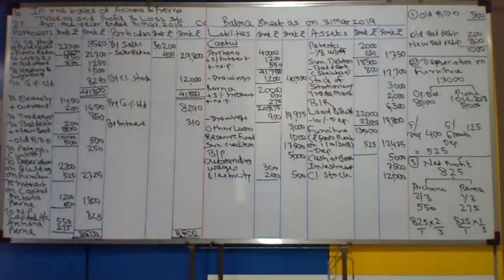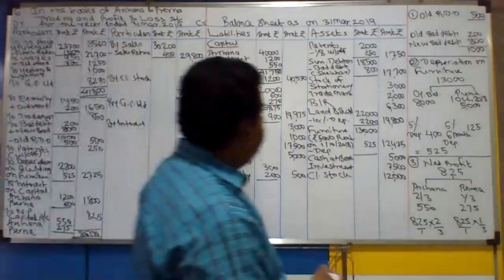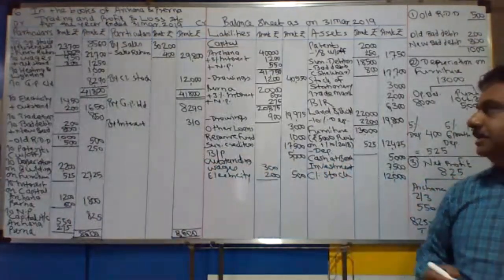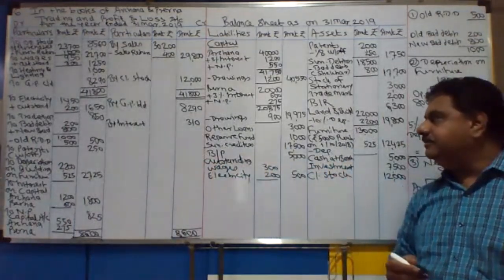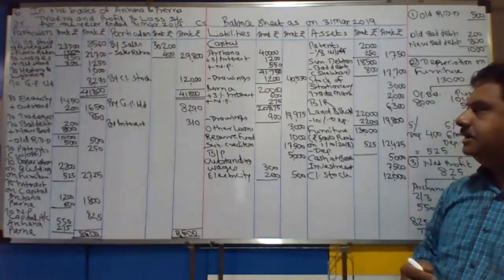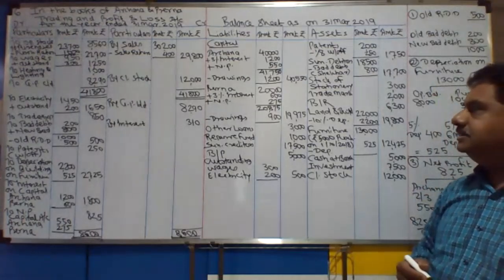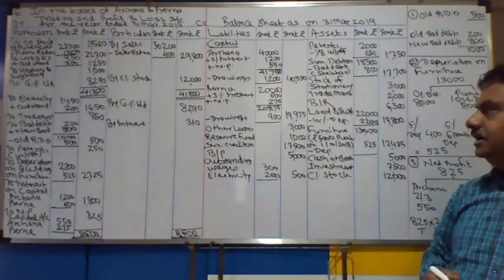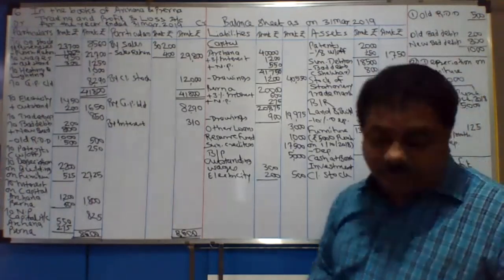So net profit, add drawings, minus, for Archana 40,000 plus 1,200 plus 550. So 41,750 minus 1,200 drawings. So the amount finally is 40,550. For Prerna, it is 20,000 plus 600 plus net profit 275. Total 20,875 rupees minus drawings 900. Outer column it is 19,975 rupees. Now tally.